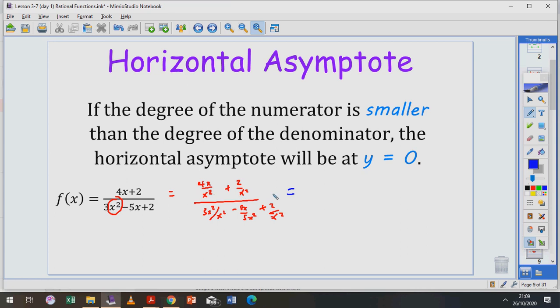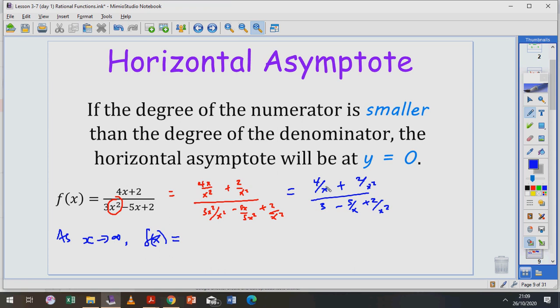Now 4x out of x squared is the same thing as 4 out of x. 2 out of x squared remains 2 out of x squared. 3x squared out of x squared is just 3, minus 5x out of x squared is just 5 out of x, and then this is 2 out of x squared. Now this can help me see, for example, if x is becoming a very big number, going towards positive infinity, what is happening to f of x?